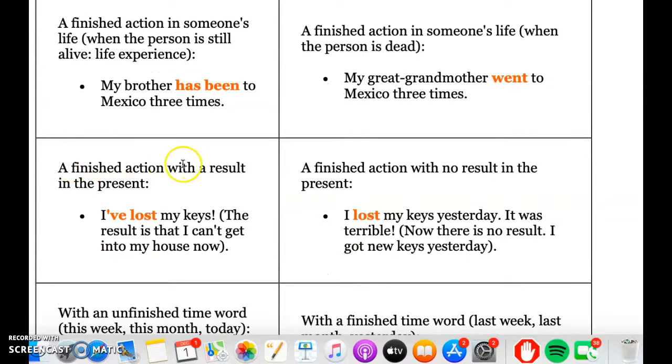Una acció acabada amb un resultat en el present. I have lost my keys. The result is that I can't get into my house right now. He perdut les claus, per tant no puc entrar a casa meva.